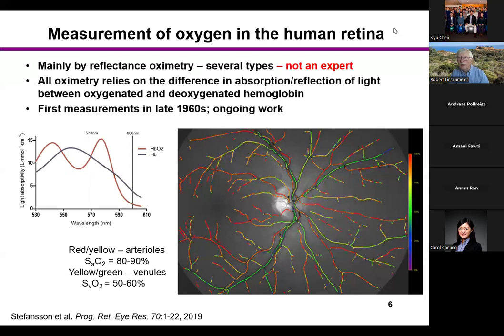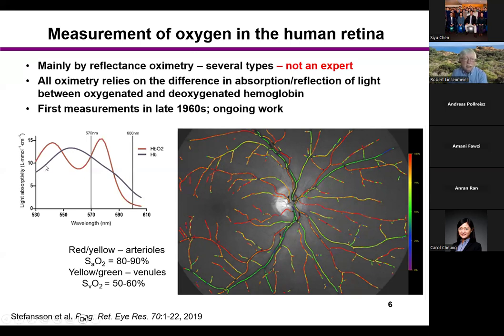So to start with the human retina, the way oxygen is usually measured in the human retina, not absolutely the only method, but the major method, is by reflectance oximetry. And there are several types of retinal oximetry. I am not at all an expert on this, and so that could be the subject of another whole lecture. But all of these methods rely on the difference in absorption or reflection of light by hemoglobin, and the difference between oxygenated hemoglobin and deoxyhemoglobin. So the curves for this are shown to the left here.